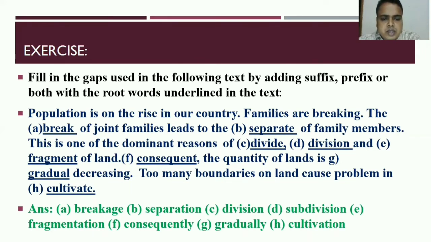Then consequently the quantity of lands is gradual decreasing, it will be gradually. So you have to add LY, this suffix with this gradual, LY. So it will be gradually decreasing. Too many boundaries on the land cause problem in cultivation. So you have to make it noun, cultivate, it will be cultivation. Okay, dear learners, I think all of you are understanding the fact, how to use suffix or prefix with the new words.